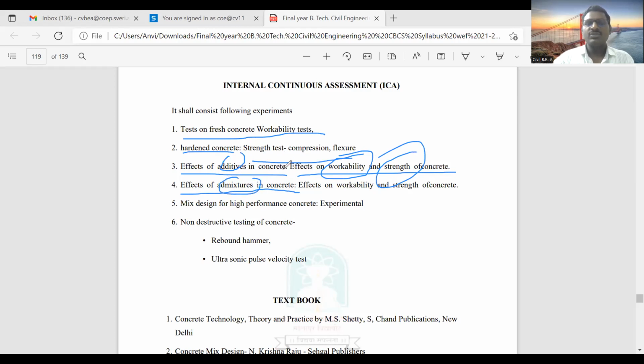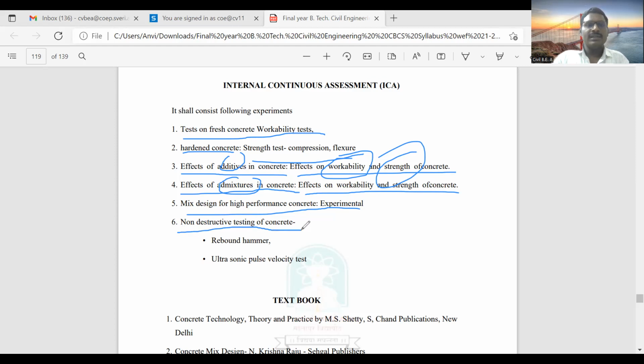And admixtures, some admixtures are available in the market. For what purpose? To get early strength, to maintain the water cement ratio. So for that purpose we are adding these admixtures. So the effect on workability and strength we also have to learn for these admixtures. Then mix design for the higher proportion, manually and experimentally. In the class we will do the mix design manually, numerically, and with the help of this mix design we will conduct the experiment in the laboratory.